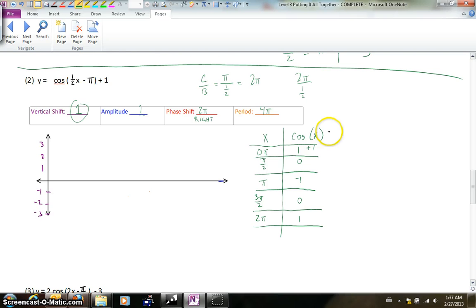So we are at 2 for y there, 1, 0, 1, 2. So those are our values for y. Now we've got to deal with both a phase shift and a period change.